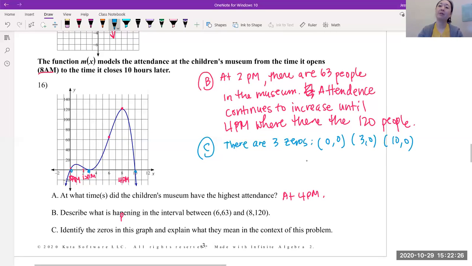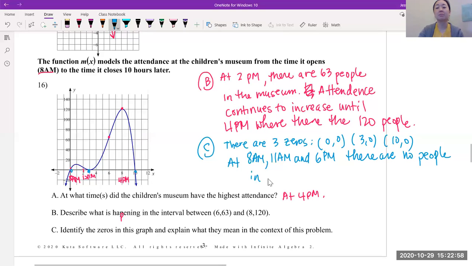And then from here, what does that mean? So remember that was the beginning of time, the beginning of opening. So at 8 a.m., 11, because that was 10, so that's 11 a.m. And so if this is 4, this is 5, this is 6 p.m. So they close at 6. And at 6 p.m., there are no people in the museum. See how that goes? There are literally no people in the museum.